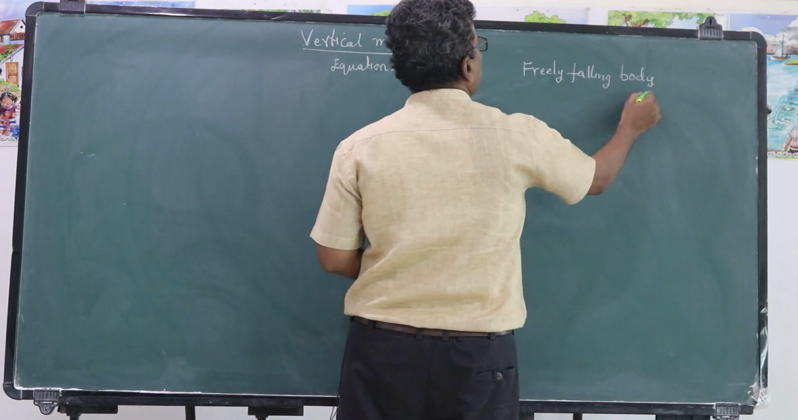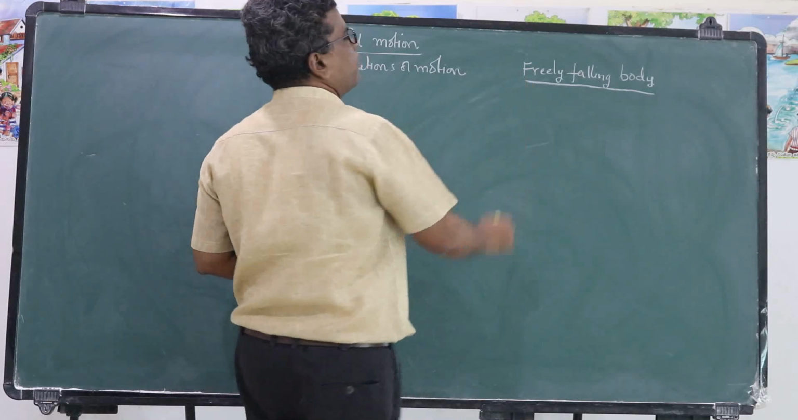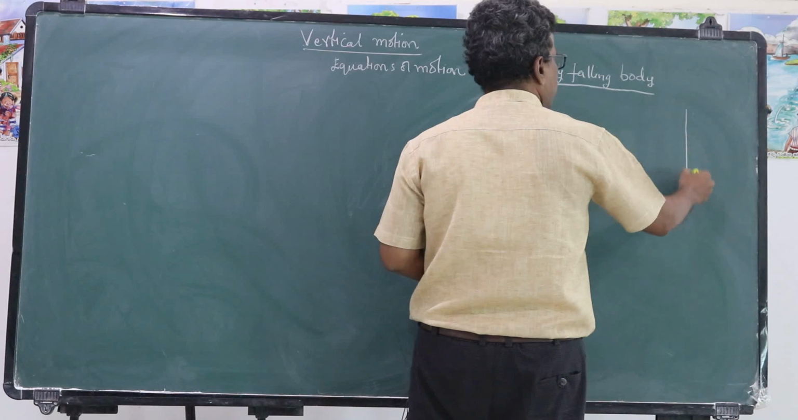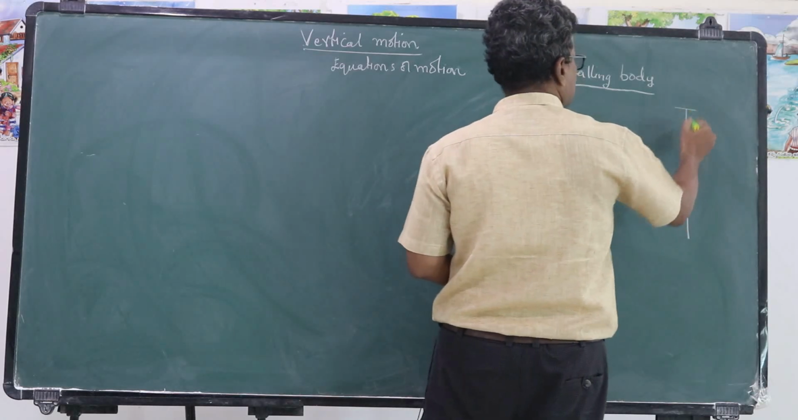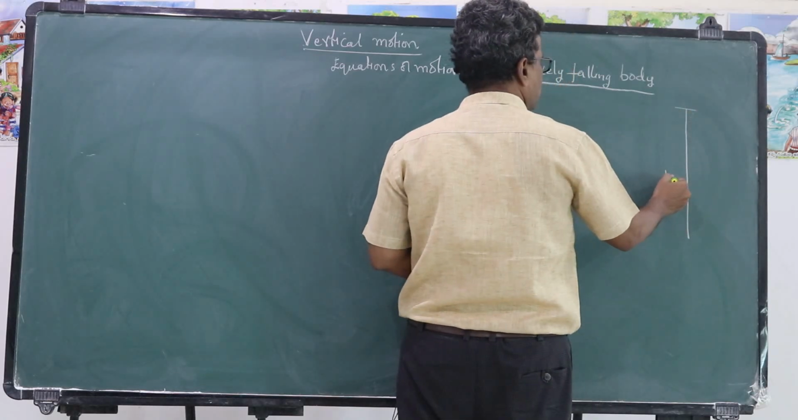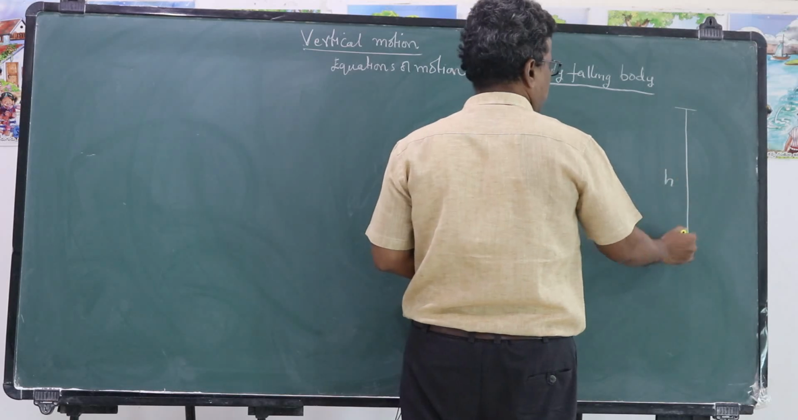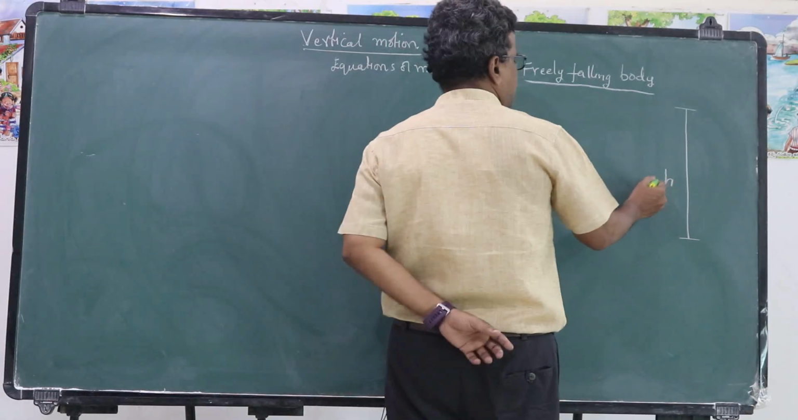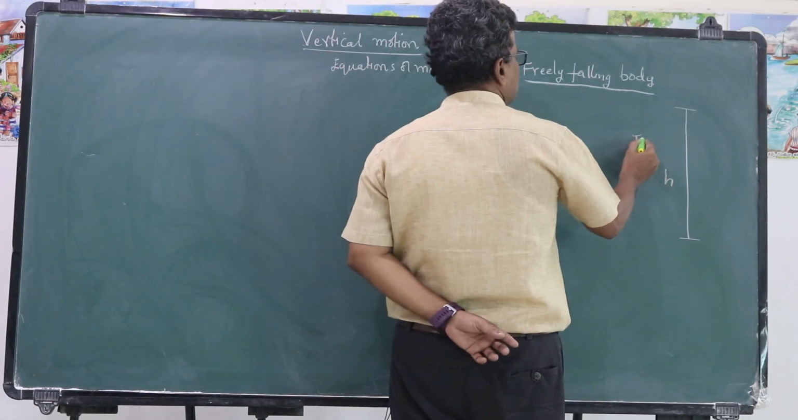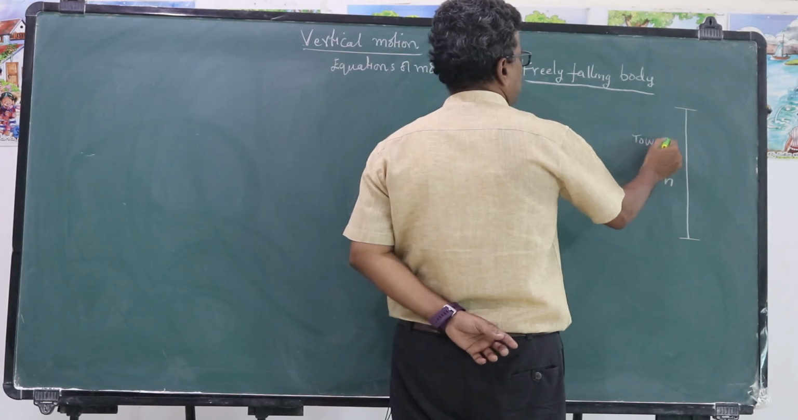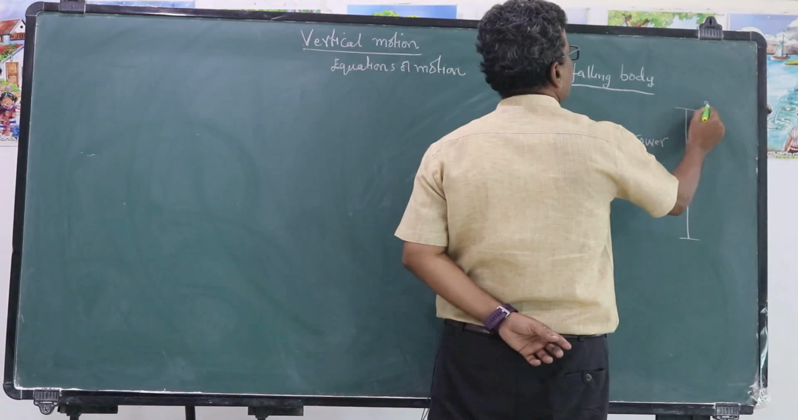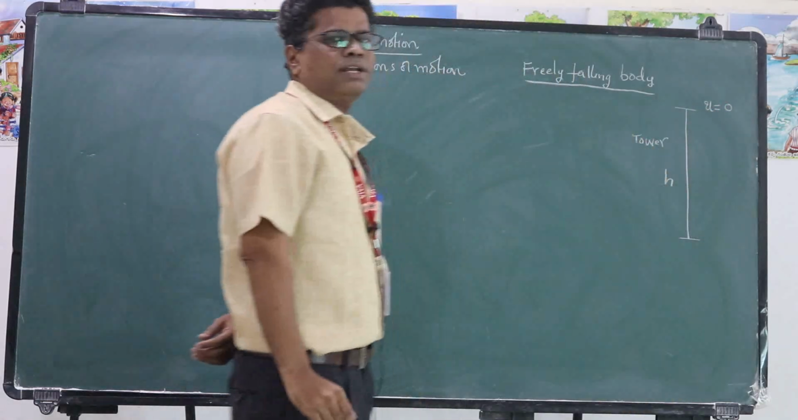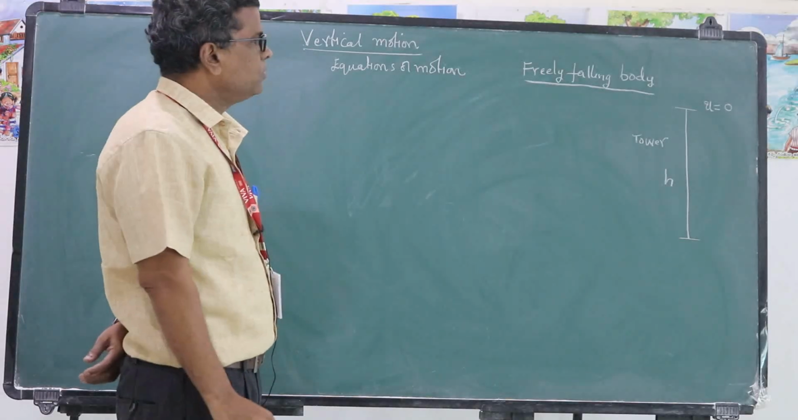What is a freely falling body? A body dropped from a certain height we can call a freely falling body. A body is dropped from a tower of height h. Let h be the height of the tower. It is dropped freely, so it falls down due to gravity.